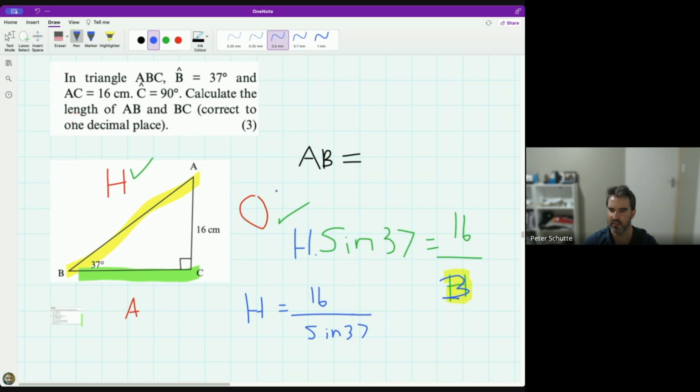What are you guys getting for the size of your H? I'm going to type it in my calculator. So 16 divided by the sine of 37, and I get 26.5. If I was rounding off to two decimal places, it's 26.59.